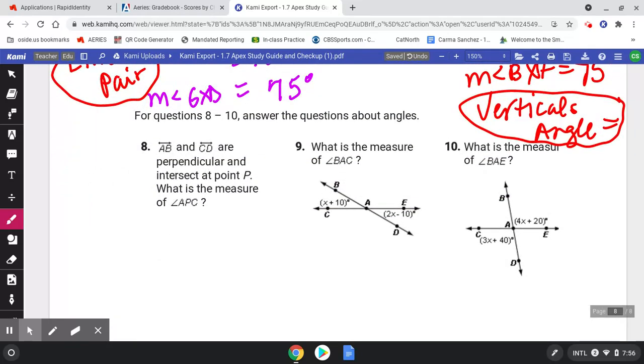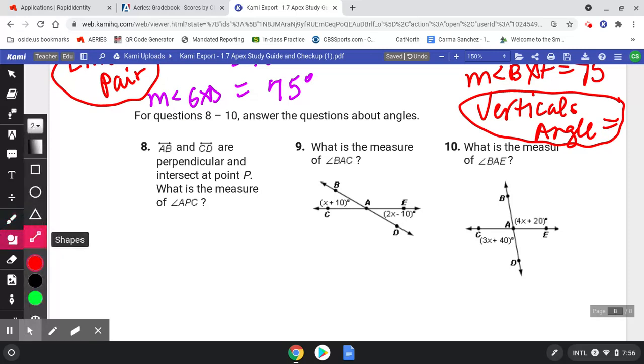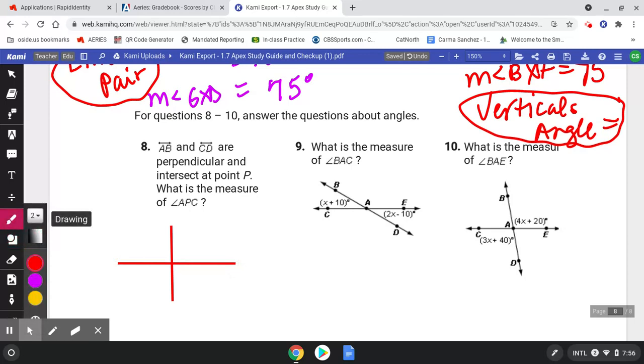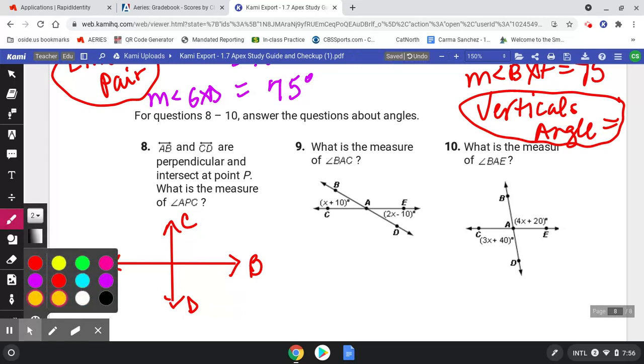For questions 8 through 10, AB and CD are perpendicular. What is the measure of angle APC? So remember that if two lines are perpendicular, and so we're saying AB, here's this line, and then CD, here's this line, and they want to know the measure of APC. Oh, by the way, there's a point P in the center. They intersect at point P. What is the measure of angle APC? So that's this right here.